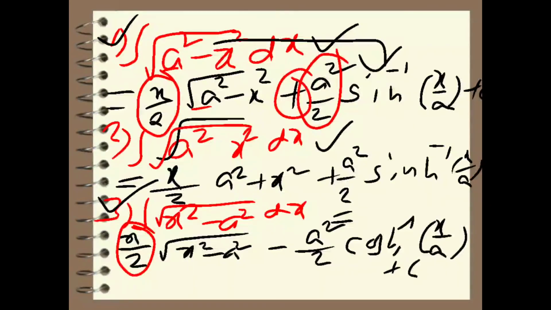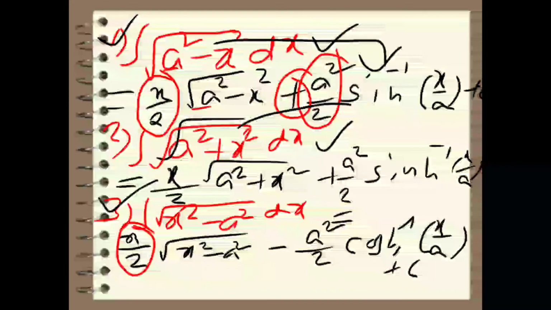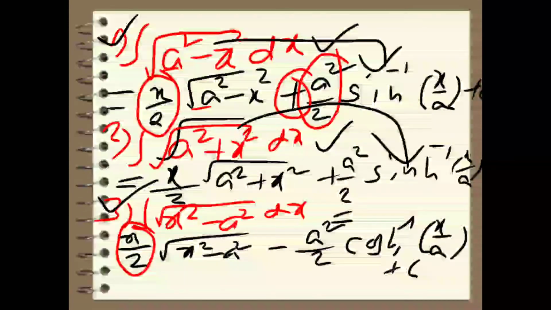Please observe here. If it is root a square plus x square, what is the formula for 1 by root a square plus x square? Sine h inverse x by a, right? So here also, in the second part we get sine h inverse x by a.